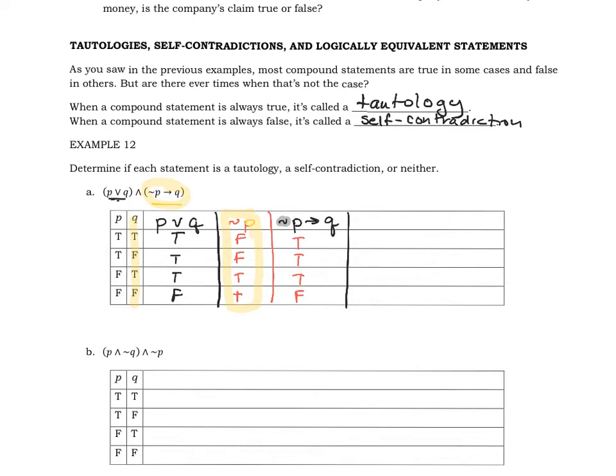Recall with the conditional, the only one that is going to be false is the true false. All right, so then what we're ready to do is look at our conjunction of our two parentheses and see what we come up with. It was looking like we were close to a tautology, but this right here is going to ruin that because it's not always true. So in that case, we are going to say that this is neither a tautology or a self-contradiction.